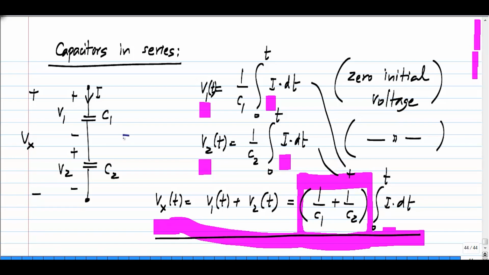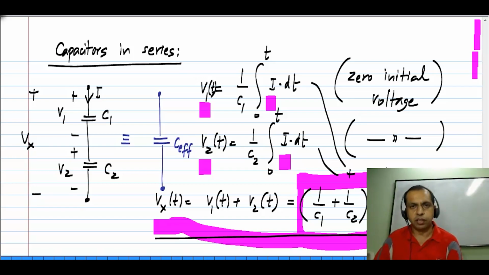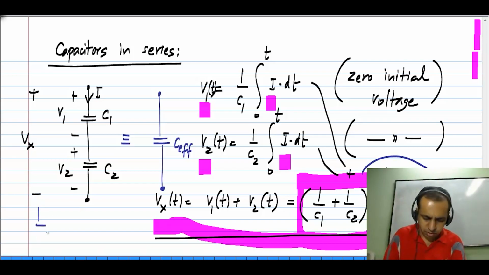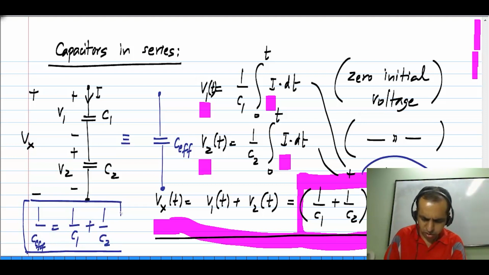So the nature of this relationship says that the whole thing is equivalent to some capacitor C effective, and the proportionality constant tells you how much that is. This constant in front of it should have been 1 over C effective. Okay. And that is equal to 1 over C1 plus 1 over C2. Okay. So this gives you the value of the effective capacitance.